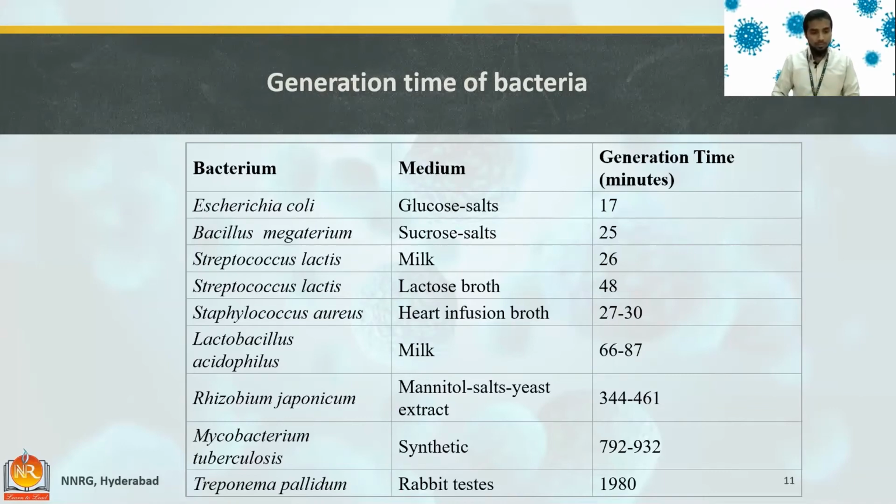Rhizobium japonicum takes 344 to 461 minutes. Mycobacterium tuberculosis, in synthetic medium, doubles in 792 to 932 minutes. And Treponema pallidum takes 1980 minutes. That is, it takes many hours.